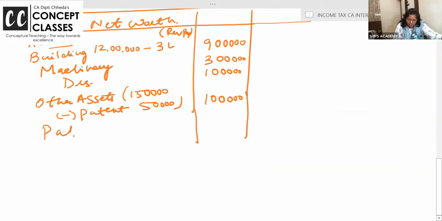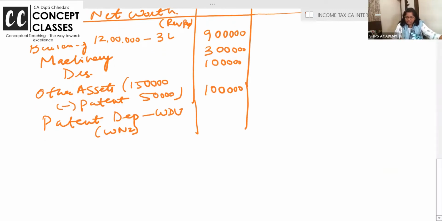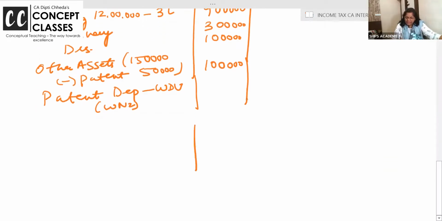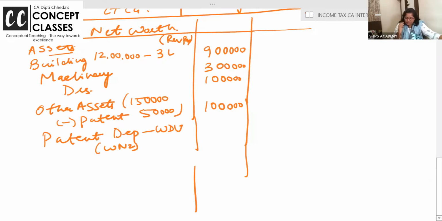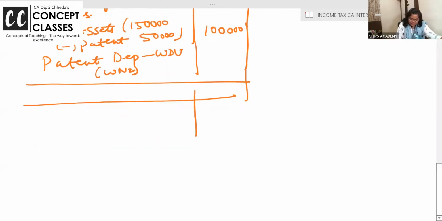Patent, I should take at the depreciated WDV, no? Which I'll calculate in working note 2. In working note 2 I'll get the patent's value which I should take. And here I complete, dear students, my total of A, total assets. Don't do the total now because you don't know the patent.